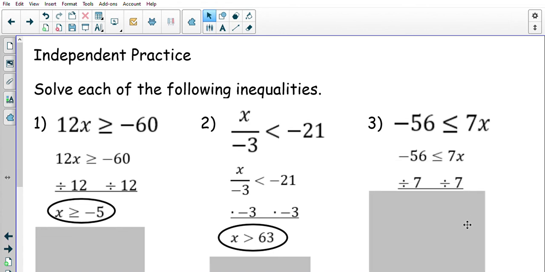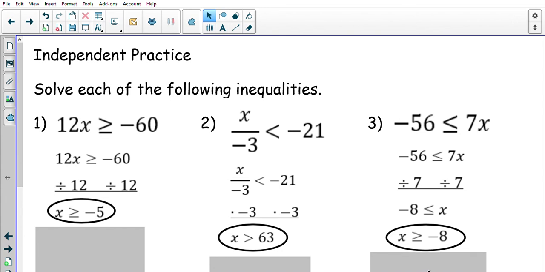I do not need to flip the symbol because I divided by a positive, so I get -8 is less than or equal to x. I kept the symbol the same direction, but I do suggest you rewrite it with the variable on the left, which is not the same as flipping just the symbol. I'm rewriting the inequality with the variable on the left, so we get x is greater than or equal to -8.